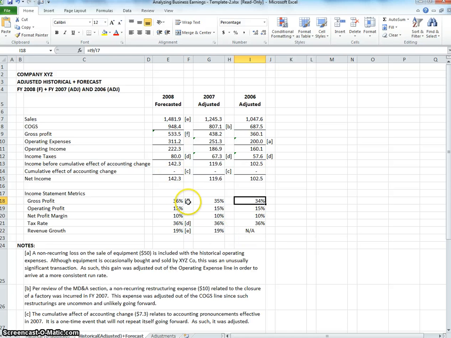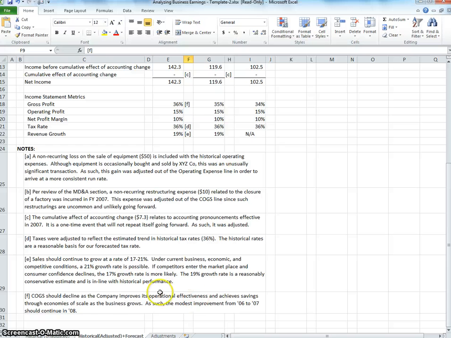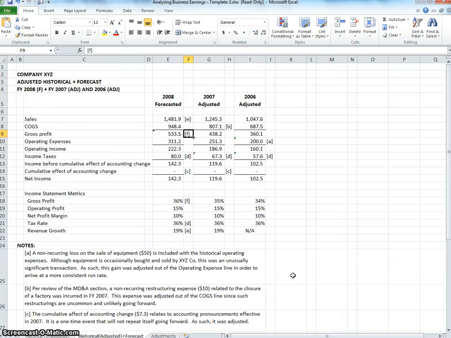So at footnote F, which I put on both the percentage change and gross profit, I basically explain COGS should be in decline as the company improves its operational effectiveness and achieves savings through economies of scale and as the business grows. As such, the modest improvement from 06 to 07 should continue in 08. So again, I explain my rationale, I tie it to a business reason because you know I'm going to ask why.